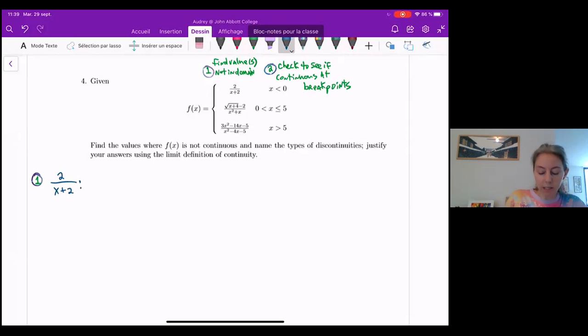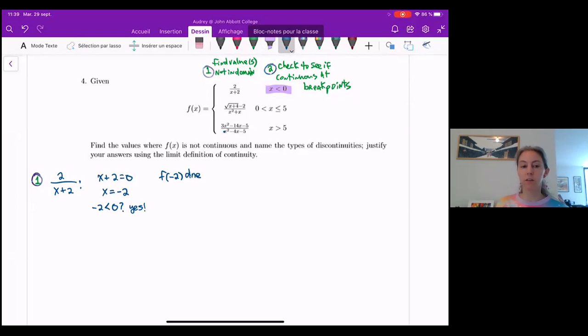Where does division by 0 occur? When x plus 2 equals 0, x is equal to -2. But then I'm checking, is that -2 on the interval? Yes, that means I care about it. So then I say, that means x equals -2, that f of -2 does not exist. It causes division by 0. So hands down, this is a discontinuity.